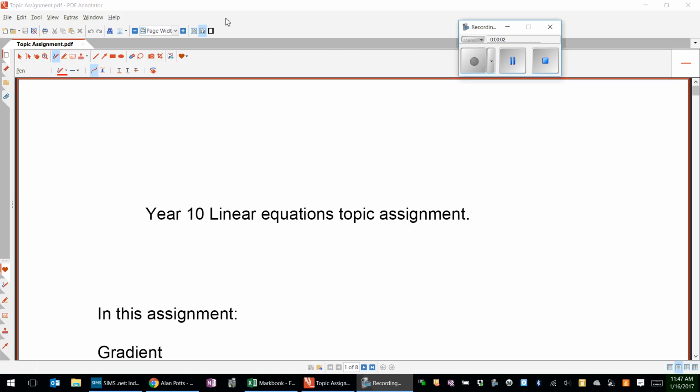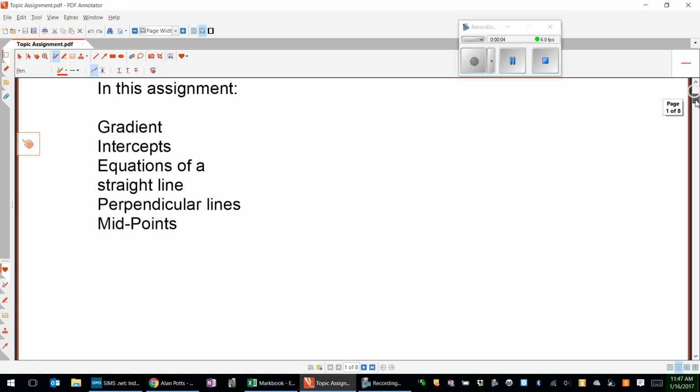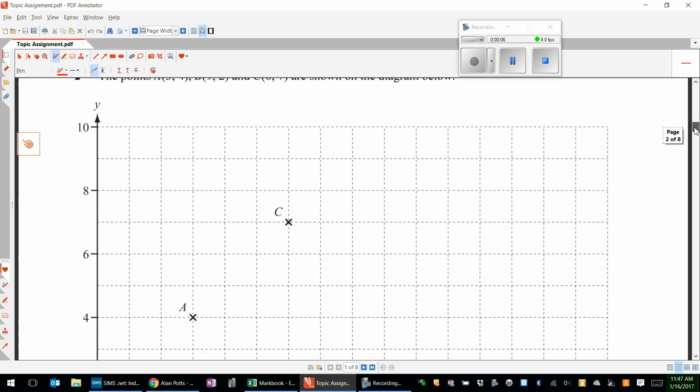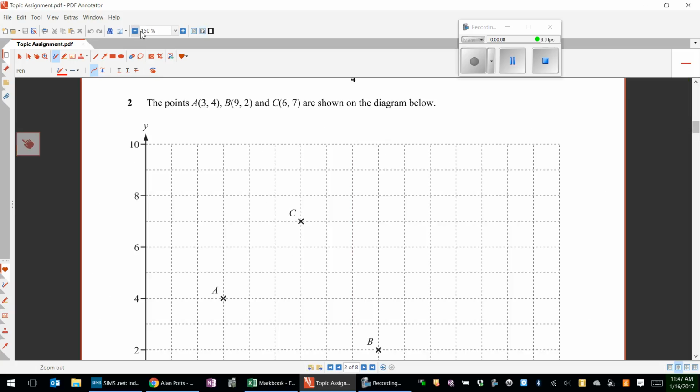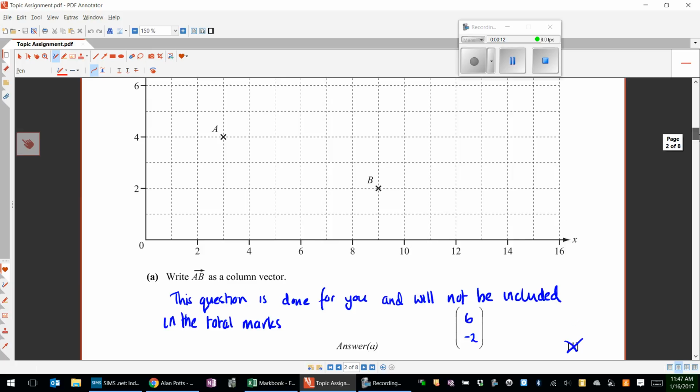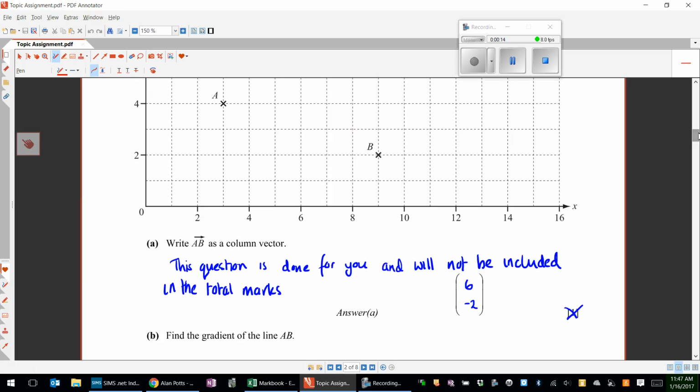Solutions. Okay, so we have points plotted. It's the first question I did. By the way, has anyone out of interest read this? We are going to have to do column vectors and such. Write A to B as a column vector.